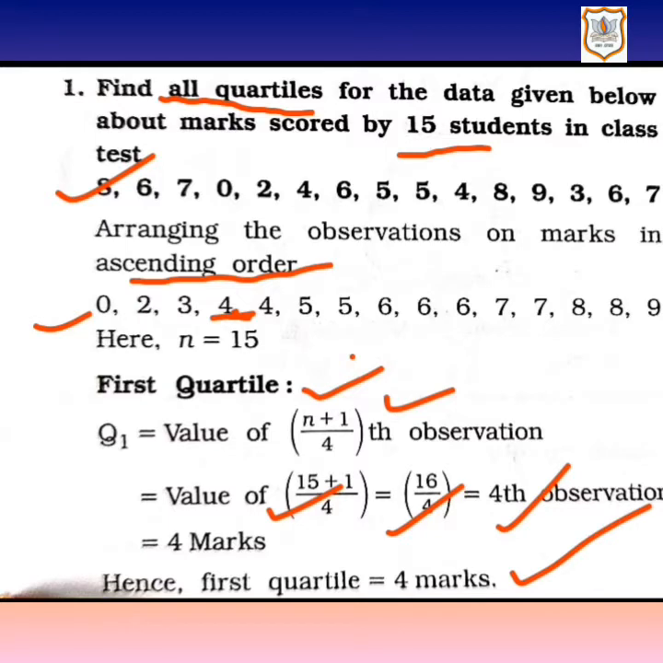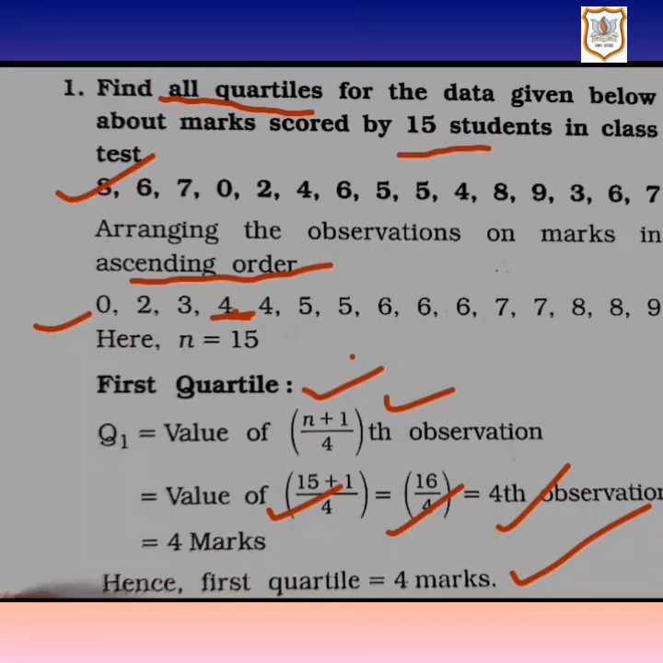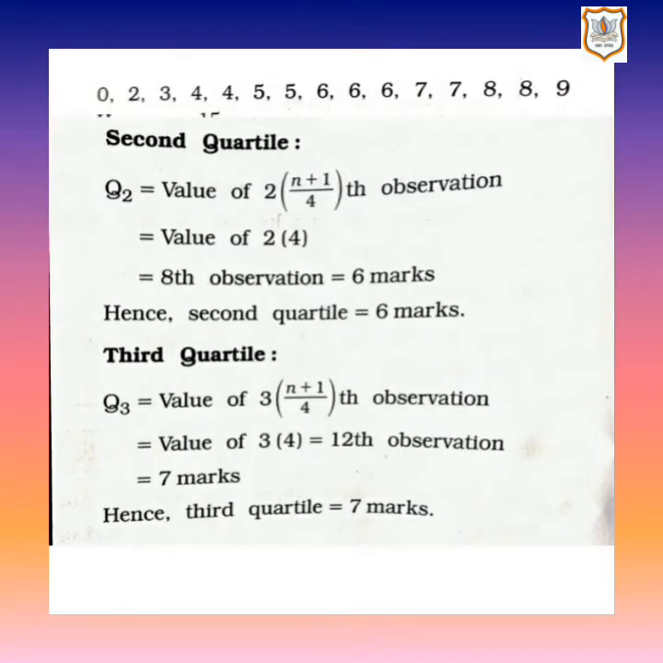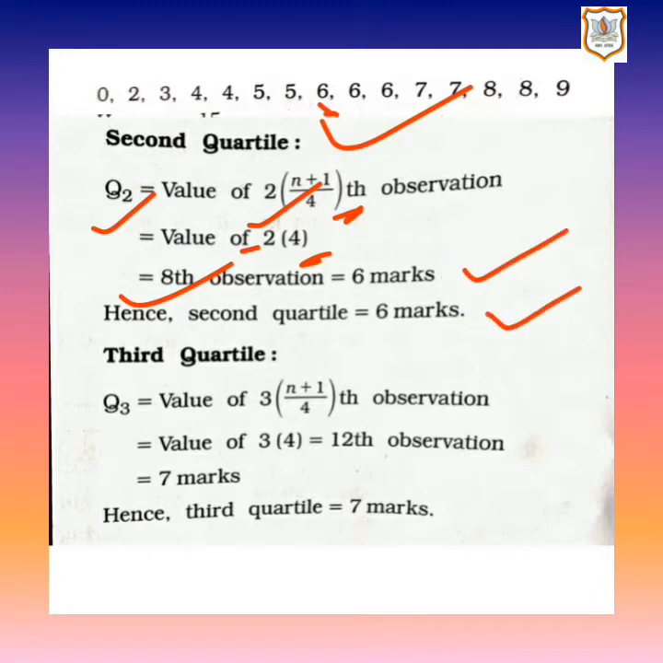Now let's solve quartile 2, Q2. As it is Q2, the formula will be 2 times n plus 1 upon 4th observation. So 2 into 4, because n is 15, 15 plus 1, 16 upon 4, that gives 4. So 2 into 4 is the 8th observation. Now you have to see in these observations which is the 8th observation. So 6 is the 8th observation, and Q2 is 6 marks.